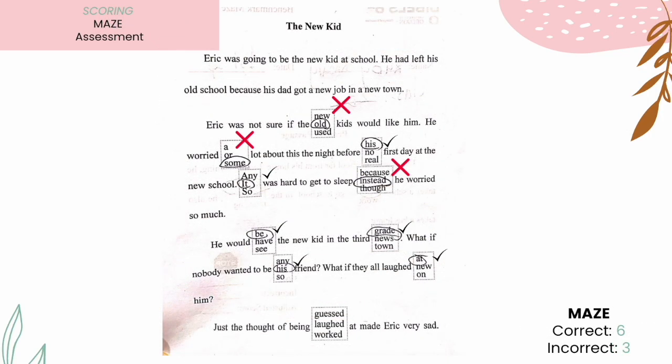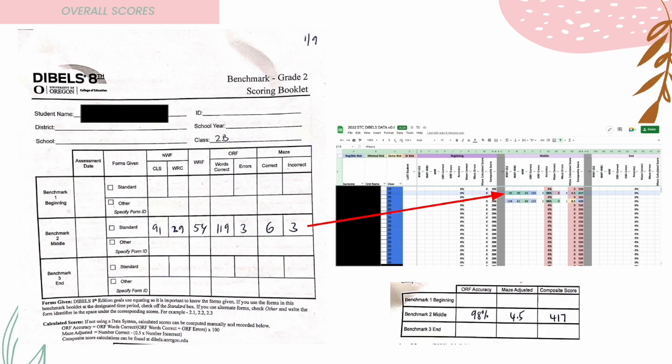For the maze assessment, you'll need to add up the total amount of correct words and the total amount of incorrect words. Once you have added up all the totals, you can place these scores on the front of the scoring booklet and then transfer them over to the school data spreadsheet to find the overall benchmark levels.